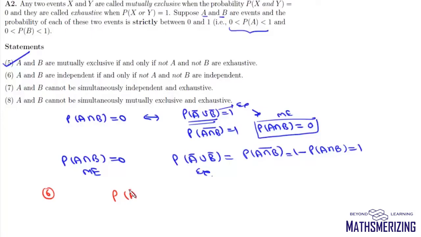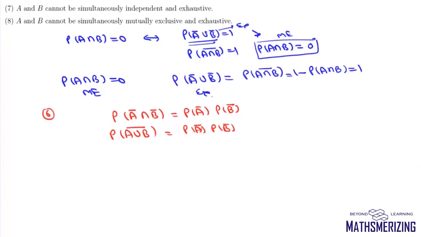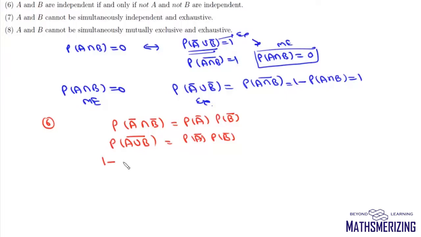let us assume A naught and B naught are independent. That means P(A naught intersection B naught) will be probability of A naught into probability of B naught. Now, this is probability of (A union B) naught, and this is equal to P(A naught) into P(B naught). Now we can write this as 1 minus probability of A union B, and it will be equal to 1 minus probability of A into 1 minus probability of B.